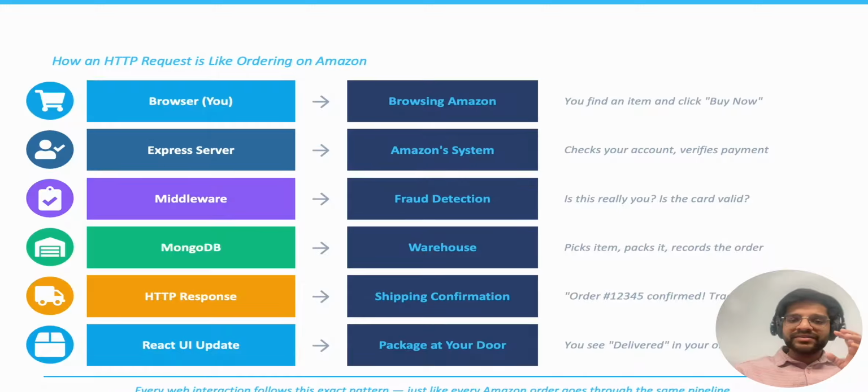So here's the key insight: every single web interaction that you have follows the exact same pipeline. Just like every Amazon order goes through the same steps, whether you are posting on Instagram, sending a message on Slack, or submitting a form, it's always user action, server processing, database save, response back, UI update. If you understand this one pattern, you can build and debug any full stack application.